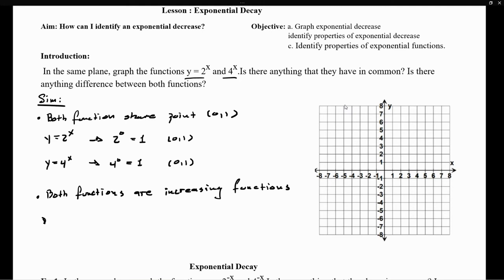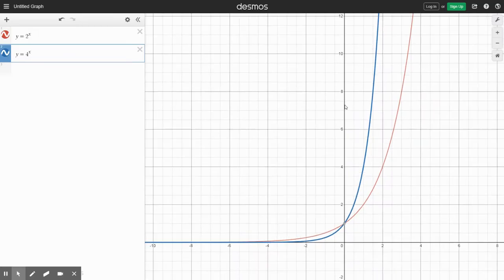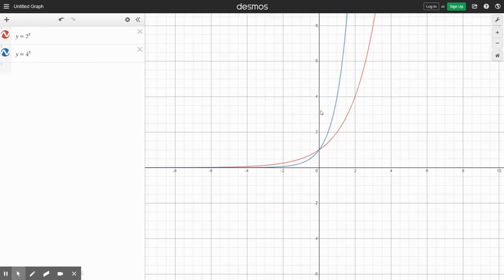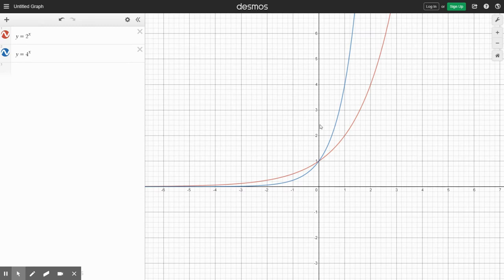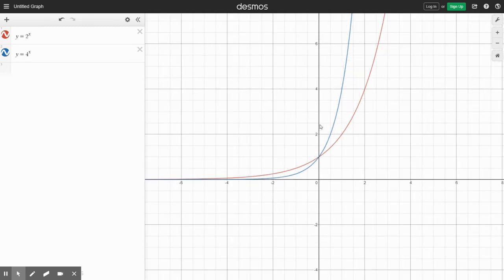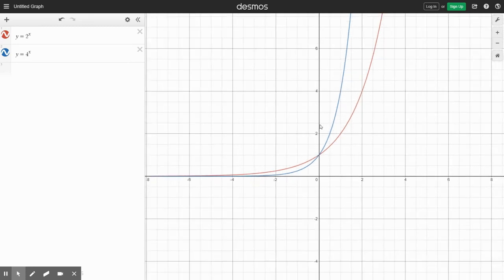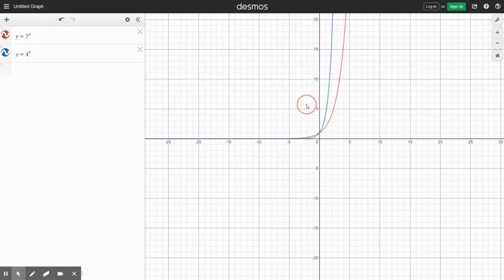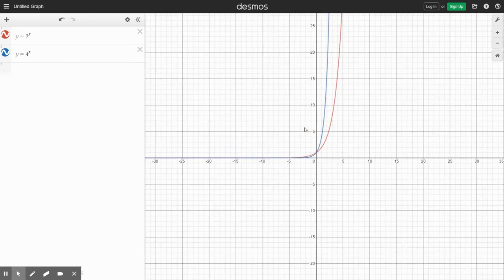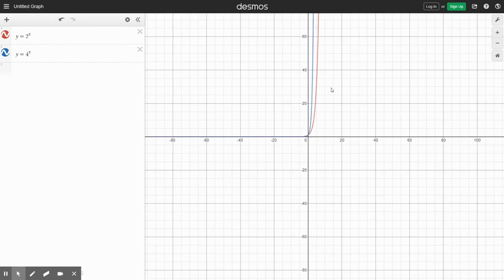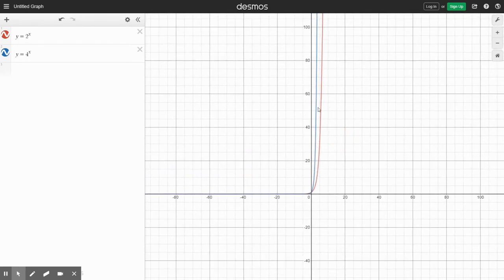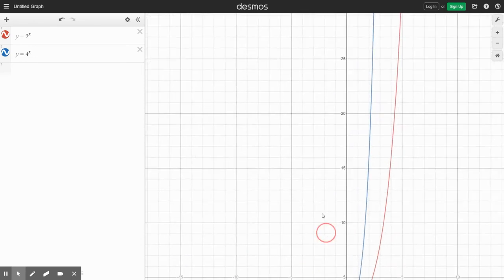Now, for the differences, what are some differences that these two functions have? Even though both functions are increasing, notice that the blue function seems to be increasing faster. Let's zoom out a little bit. Notice the blue function is steeper, so therefore it is increasing at a faster rate.